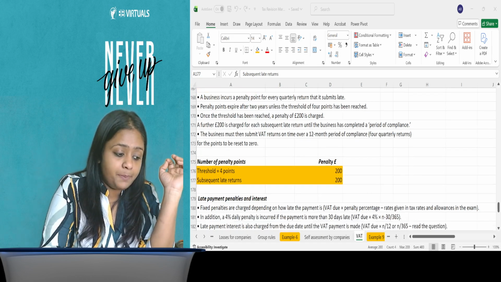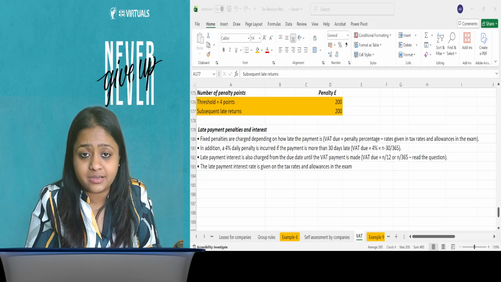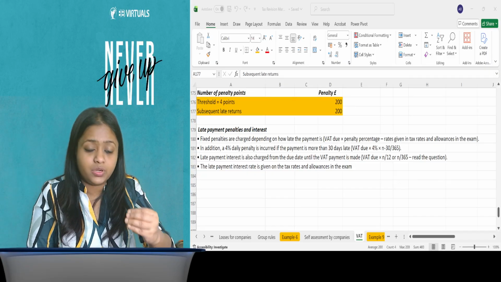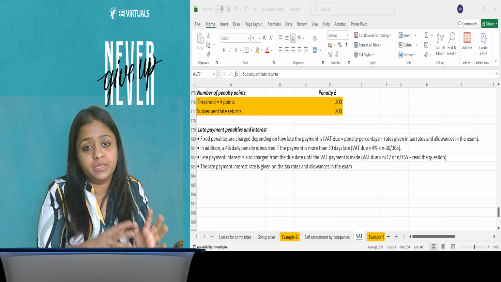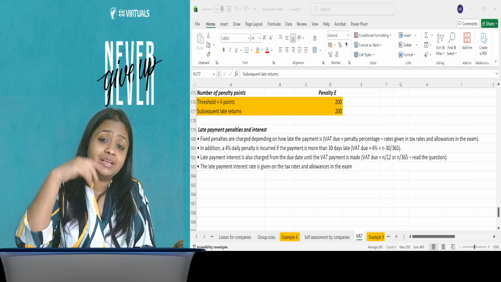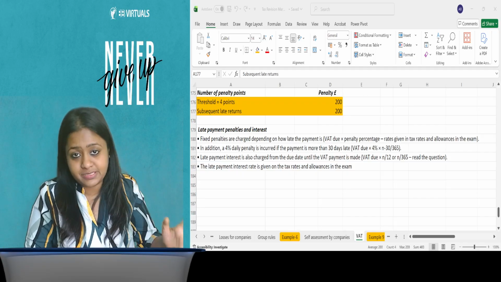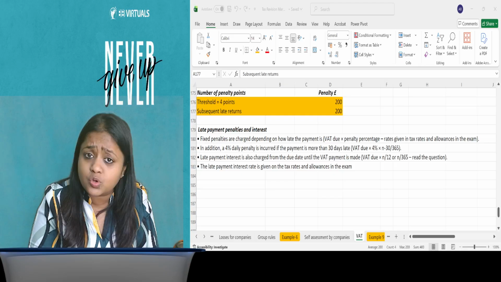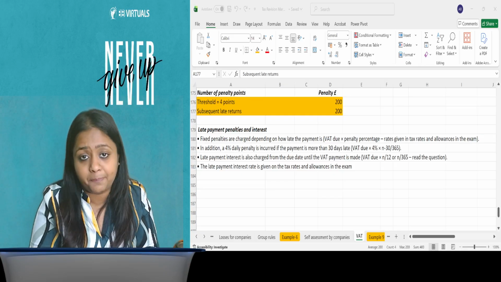The moment you pay taxes late, from the day your due date is crossed, which in normal cases is 1 month and 7 days from the end of the VAT period, the next day your VAT interest will apply, 7.75%. That will be given to you in the exam also, and you will calculate for every day the delay is there, the interest will apply.